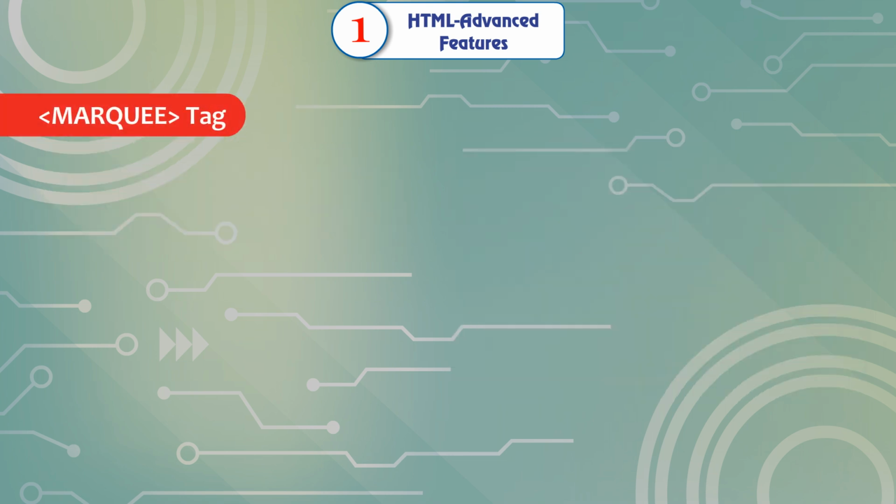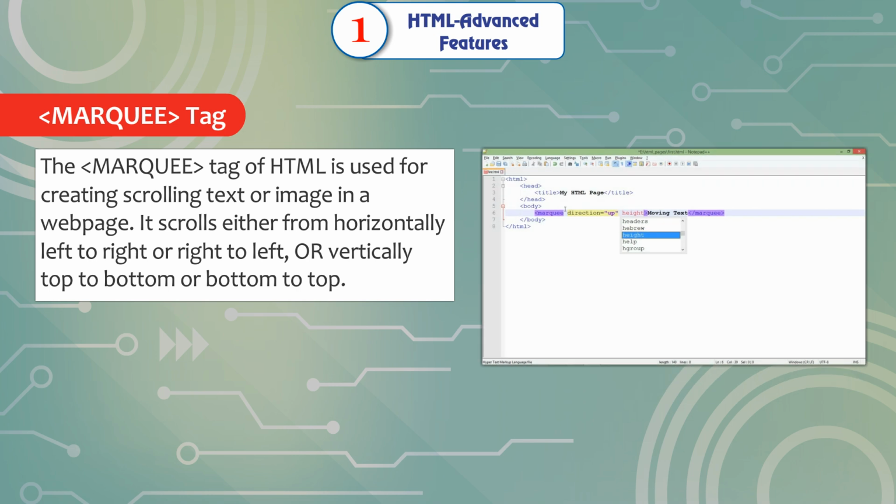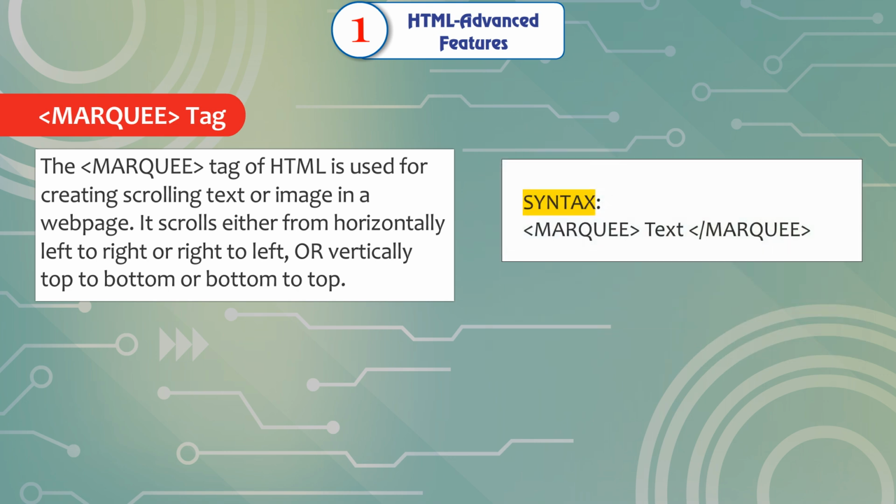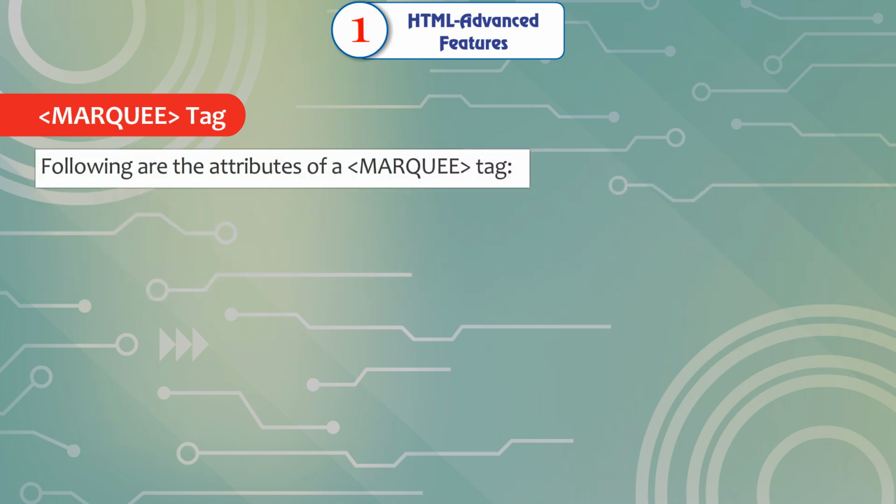Marquee tag. The marquee tag of HTML is used for creating scrolling text or images in a web page. It scrolls either horizontally from left to right, or right to left, or vertically from top to bottom, or bottom to top. Syntax. Following are the attributes of a marquee tag.